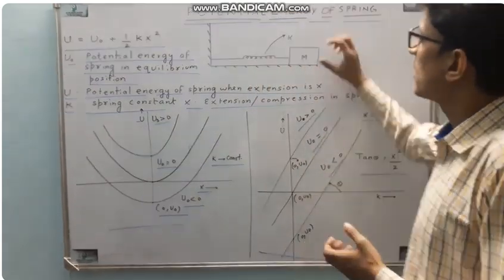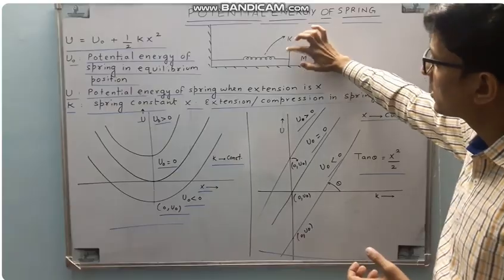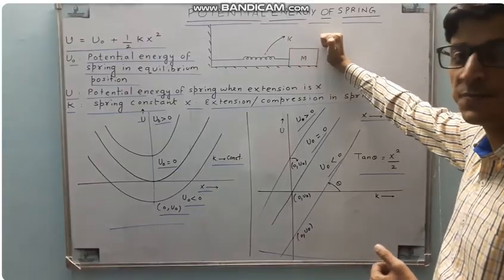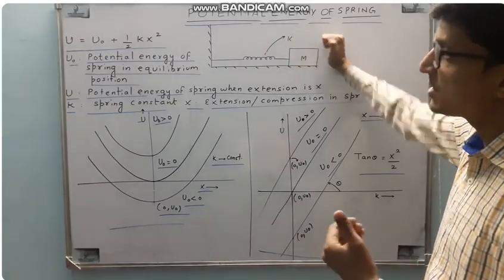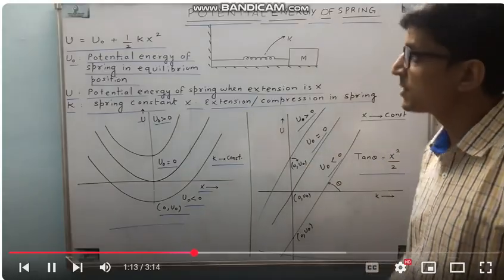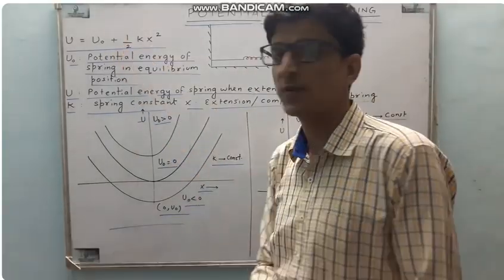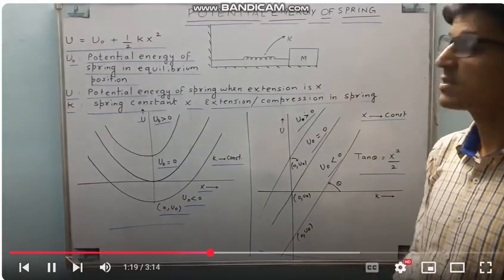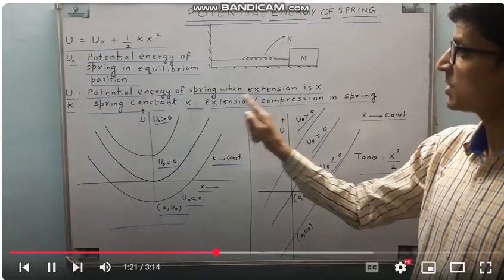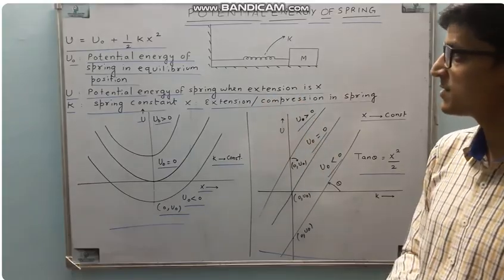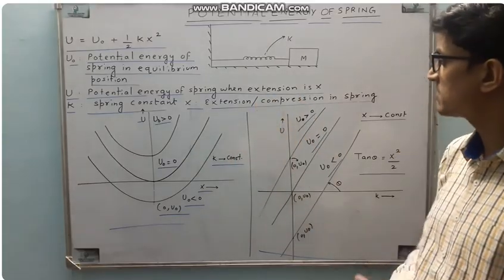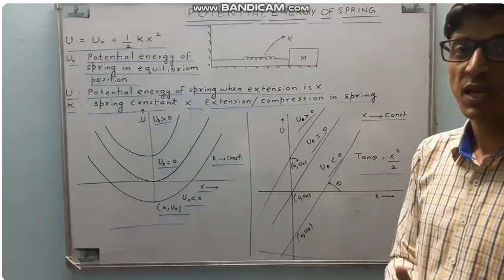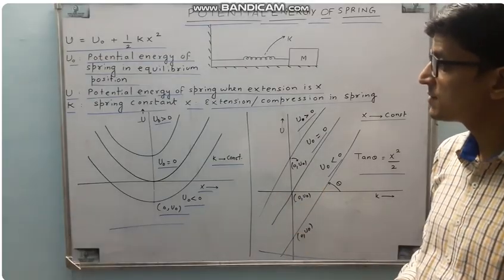Suppose there is a mass M which is connected to a spring of spring constant k. The potential energy, by proper derivation, comes out to be U = U0 + (1/2)kx², where U0 is the potential energy of the system when the system is in equilibrium, U is the potential energy of the spring when the extension is x, k is the spring constant, and x is the extension or compression in the spring. Now let's discuss the graphs.